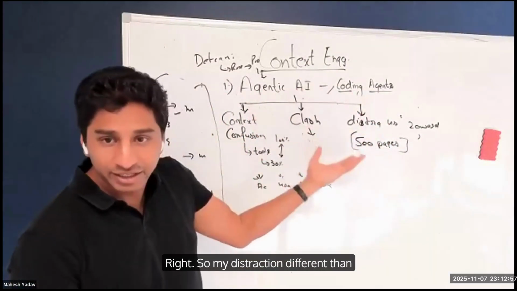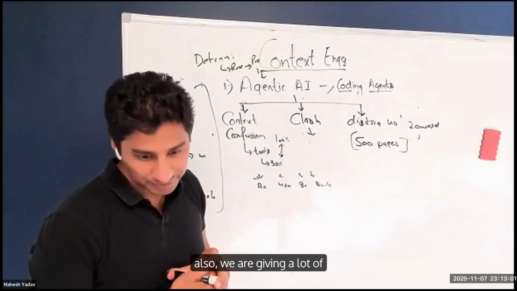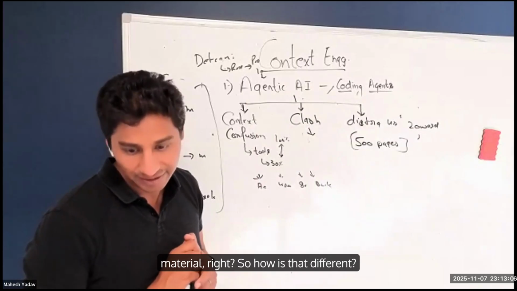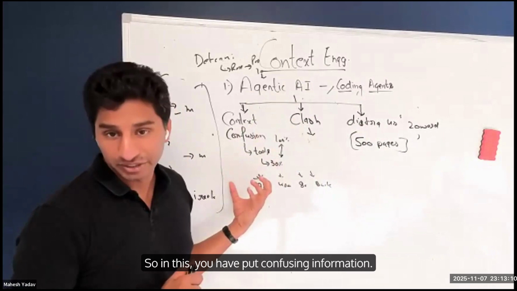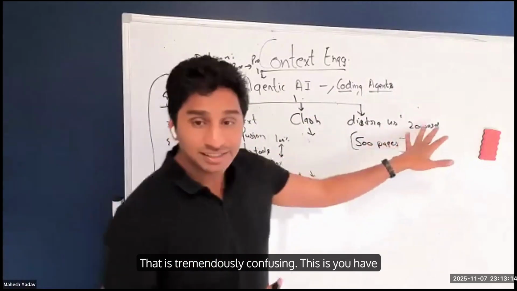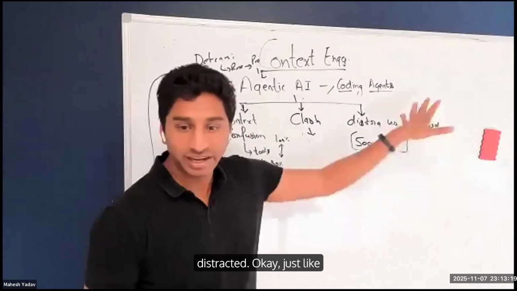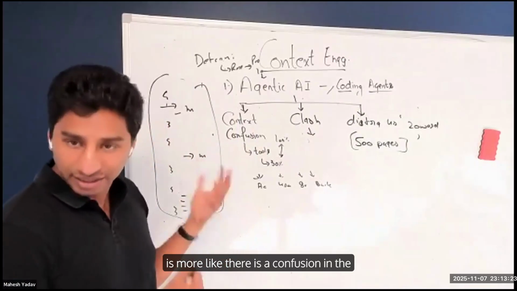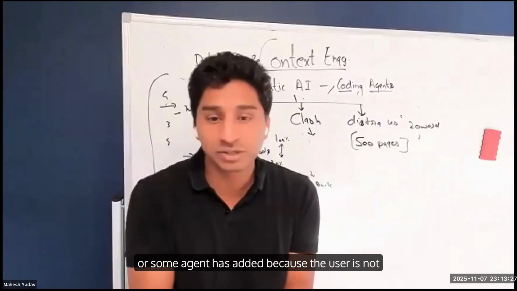So Mahesh, how is distraction different than confusion? In confusion also, we are giving a lot of material, right? So how is that different? So in this, you have put confusing information. That is the tendency of confusion. This is, you have put so much information that it's getting distracted. Okay, so it's just like volume, an abundance of information. And this is more like there is a confusion in the instructions that you have added in your context, or some agent has added because the user is not adding it.